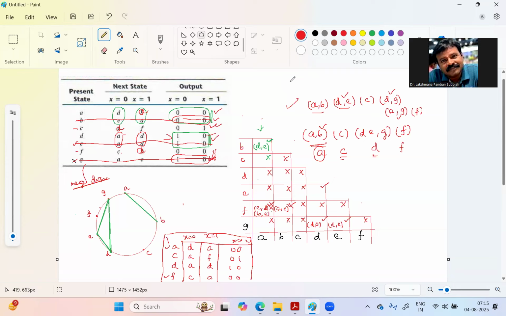This is the present state. This is the next state. This is the output. This is an important question. They may ask that one, so you have to be able to complete it easily. We'll stop here. We'll continue in the next lecture.